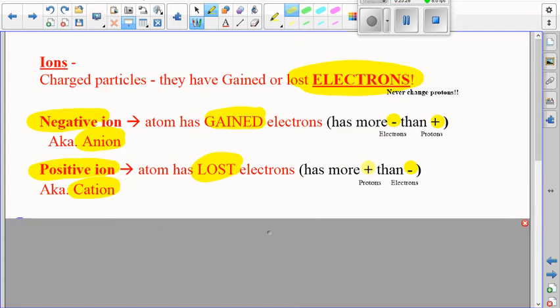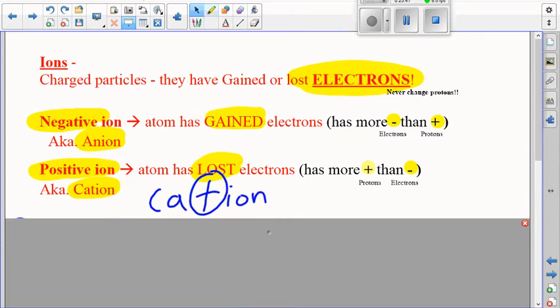A positive ion is called a cation. And here are two dumb ways to remember that. Here's way number one. I'm writing out that word, cat ion. Wait a second. Do you see that? Is that a proton right in the middle of that, reminding me that it's positive? Or you can think to yourself, cats are so positive.